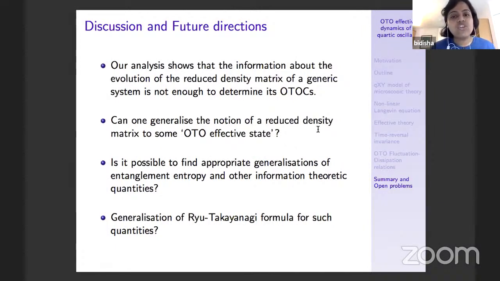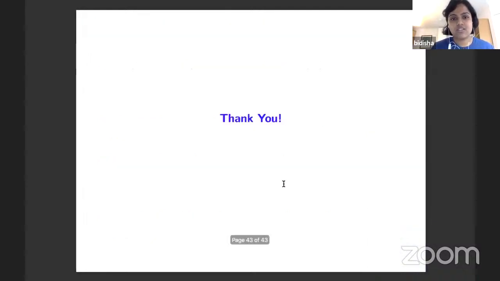So can one generalize the notion of reduced density matrix to some OTO effective state of the particle? Is it also possible to find appropriate generalizations of entanglement entropy and other information theoretic quantities in the context of OTO dynamics? And of course, a generalization of the Ryu-Takayanagi formula for such quantities will be very interesting, because we know that this formula relates the entanglement entropy to some geometric quantities in the bulk. So if we can generalize the notion of entanglement entropy to take care of OTO dynamics, then there has to be a generalization of the RT formula in the bulk as well, which matches with this. So I will just conclude. Thank you.